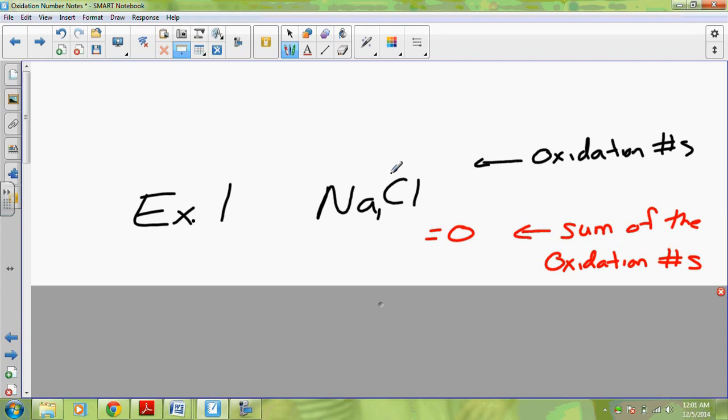Now, for some you don't even have to worry about this bottom area. Some of them are going to be very easy to do without having to do any math. But if we do have to do math, it's pretty easy. So let's see what oxidation numbers we can use for NaCl. So let's go to our sheet.